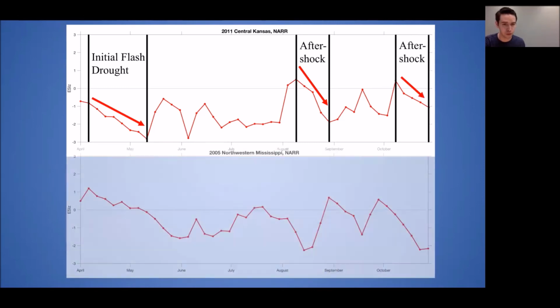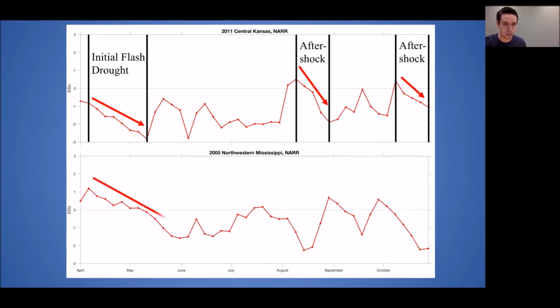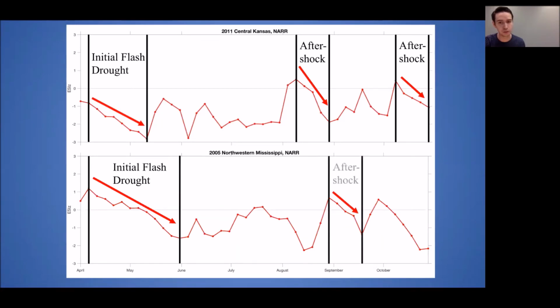Also giving a quick second example here, in 2005, northwestern Mississippi, the initial flash drought was captured at the beginning of the growing season. And we also saw two initial aftershocks here. So one of the things here is, this is very new. This was just simply using the current criteria we had to capture flash droughts.